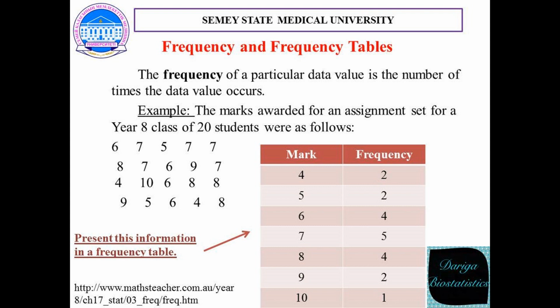To construct a frequency table, we should follow the next steps. The first step is constructing a table with 2 columns. The first column shows what is being arranged in ascending order. The lowest mark is 4. Start from 4 in the first column. Secondly, count the number of marks for each data value and write it in the second column.